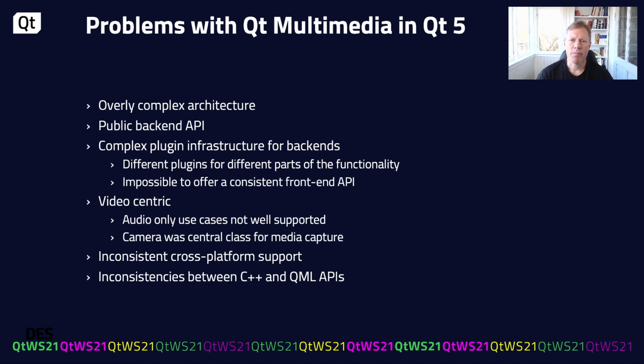There was a complex plugin infrastructure for those backend APIs where different plugins were responsible for different parts of the functionality. So for full multimedia support, you could have 4 to 5 plugins that we needed to instantiate and load at runtime. And that made it also rather impossible to offer a consistent front-end API.